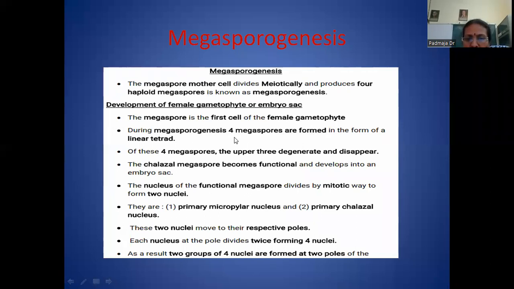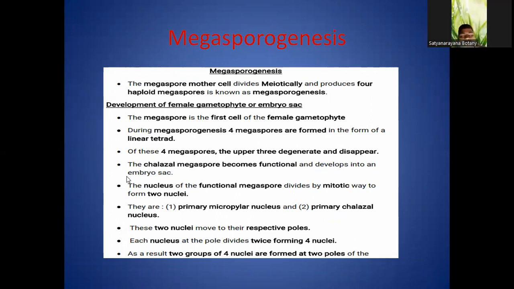During megasporogenesis, 4 megaspores are formed in the form of a linear tetrad. Of these 4 megaspores, the upper 3 degenerate and disappear. The chalazal megaspore becomes functional and develops into an embryo sac. This type of structure is seen in Polygonum. And the functional megaspore divides by mitosis, each megaspore consisting of a haploid nucleus.